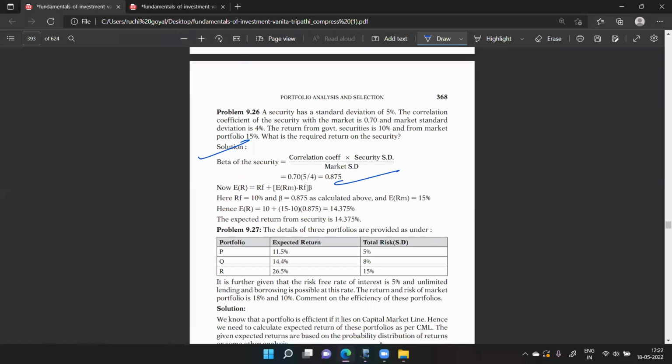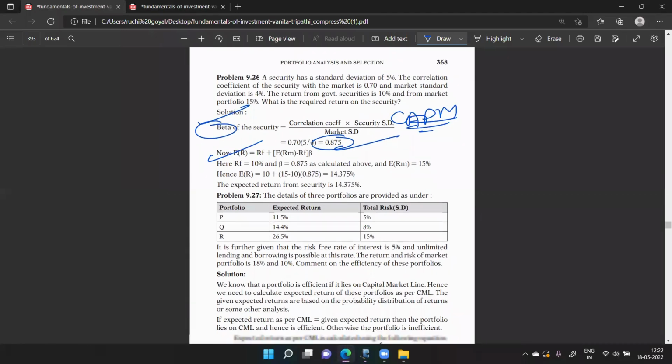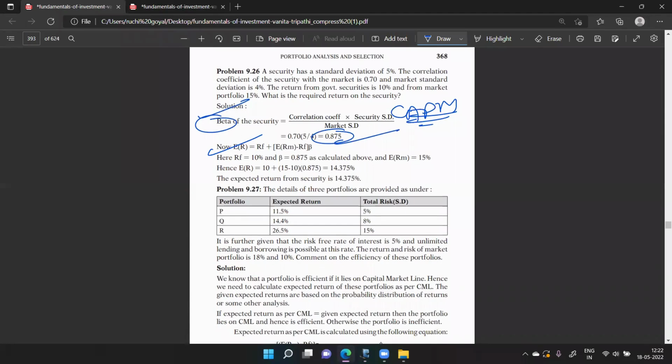See, a secure we did this, right? तो हमने पहले बीटा निकाला, it comes out to be 0.875. We applied the CAPM model and we found out the returns of this particular security.